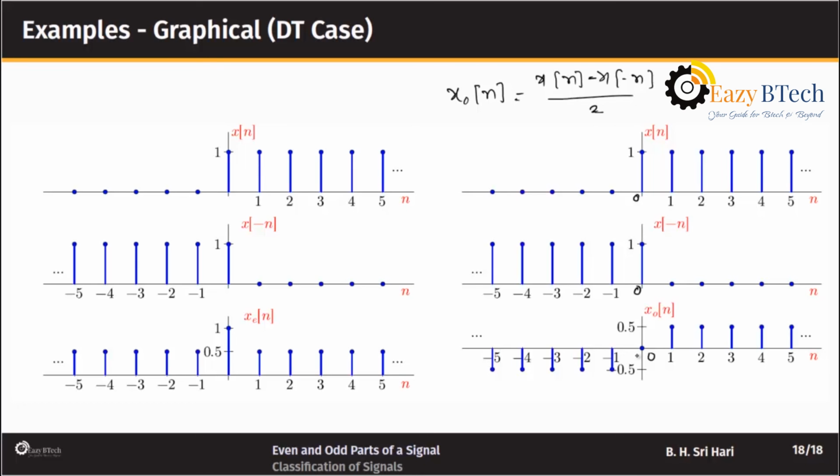In that way, either for the continuous time case or the discrete time case, we can find the even and odd part of the signal using graphical notation. Or if the signals are given in algebraic notation, I mean in equation form, then also we can find the even and odd part of the signal.